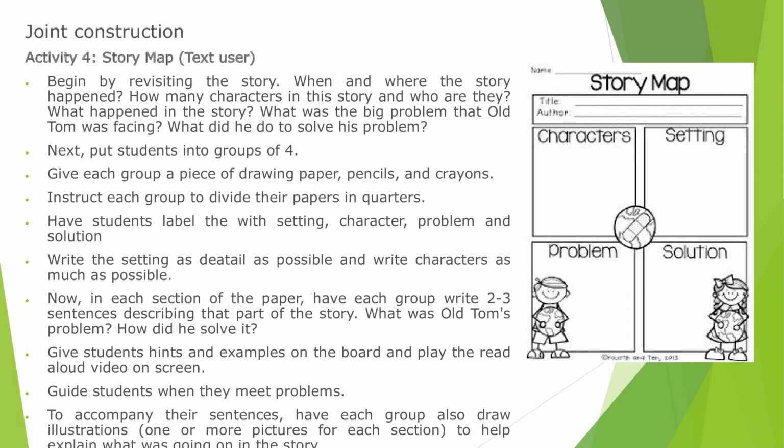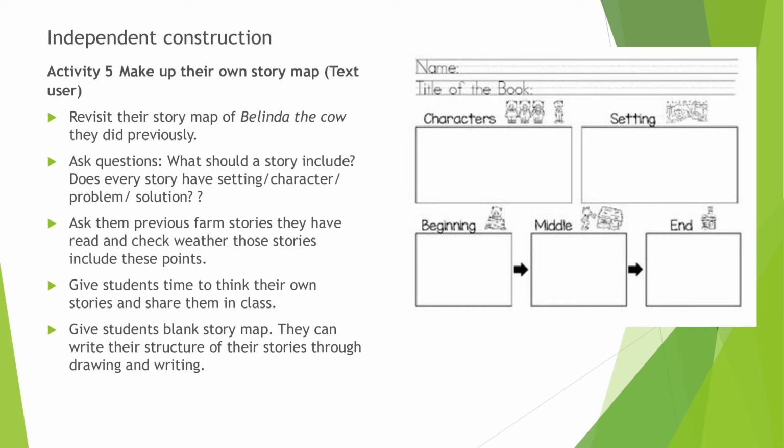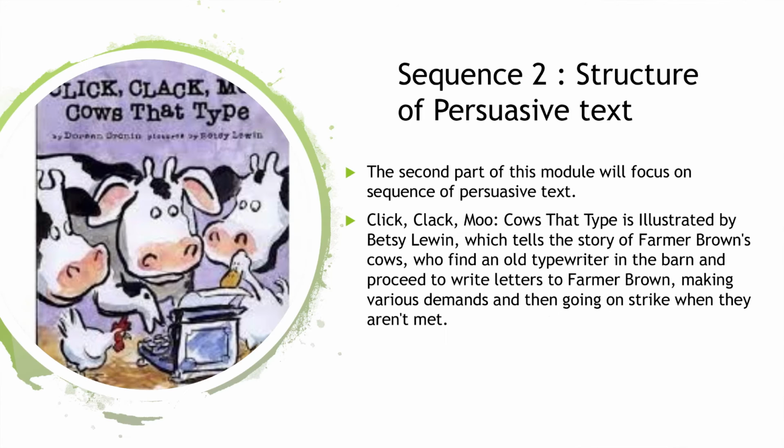Next, activity 4 is a stage of joint construction. We will revisit the 4 parts of a story, which are setting, character, problem, and solution. Students will draw a story map of Belinda the cow. Finally, in the independent stage, students will create an outline for their own stories with a story map. In all stages, I will encourage students to challenge the story, phonics, and the sequence as a text analyst to develop their critical thinking for the next sequence, persuasive text.